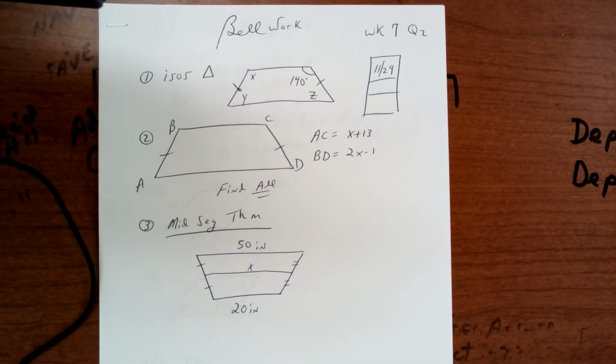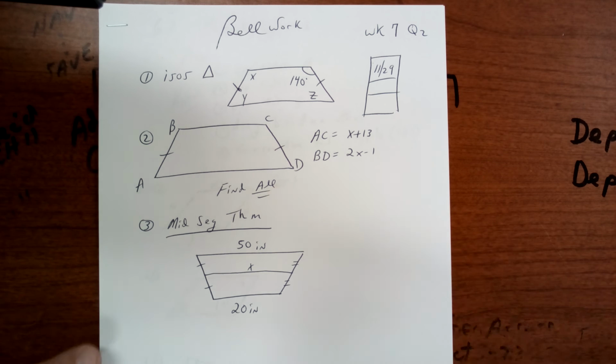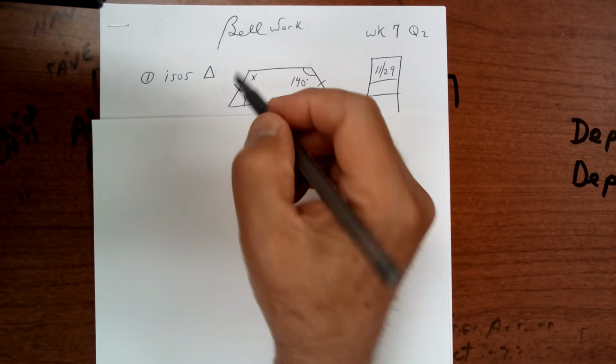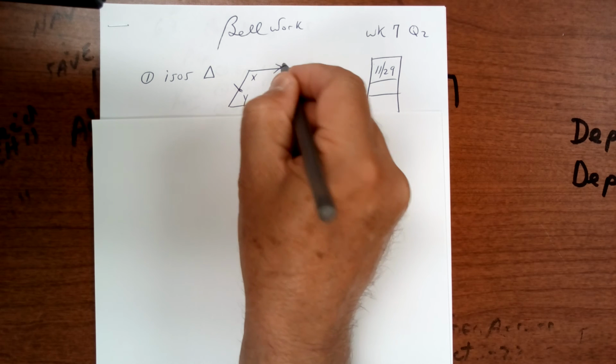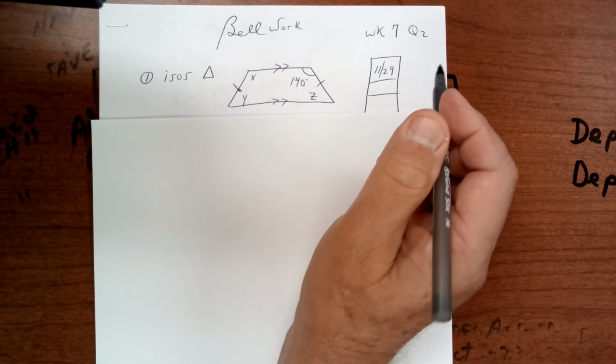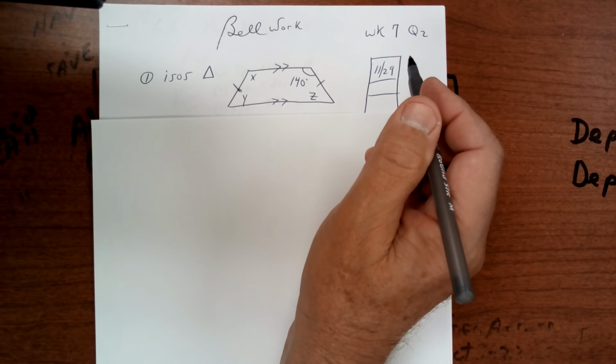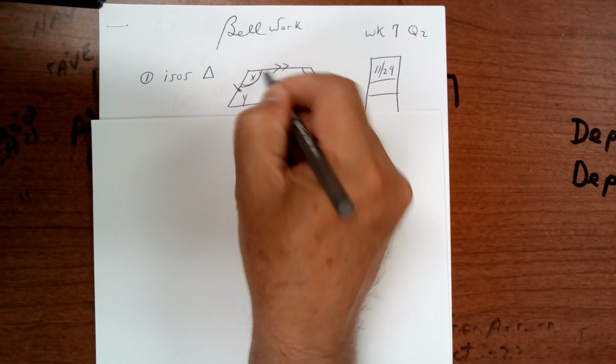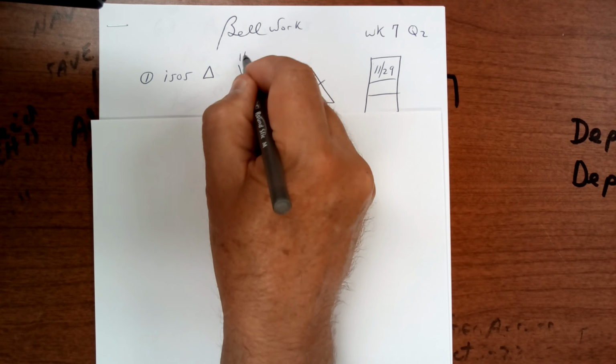A couple of things we talked about was isosceles trapezoids. What we learned was two sides are equal, these are parallel. Therefore, a few properties you need to know is the upper angles are equal. So this upper angle is the same as this one, so x is 140 degrees as well.